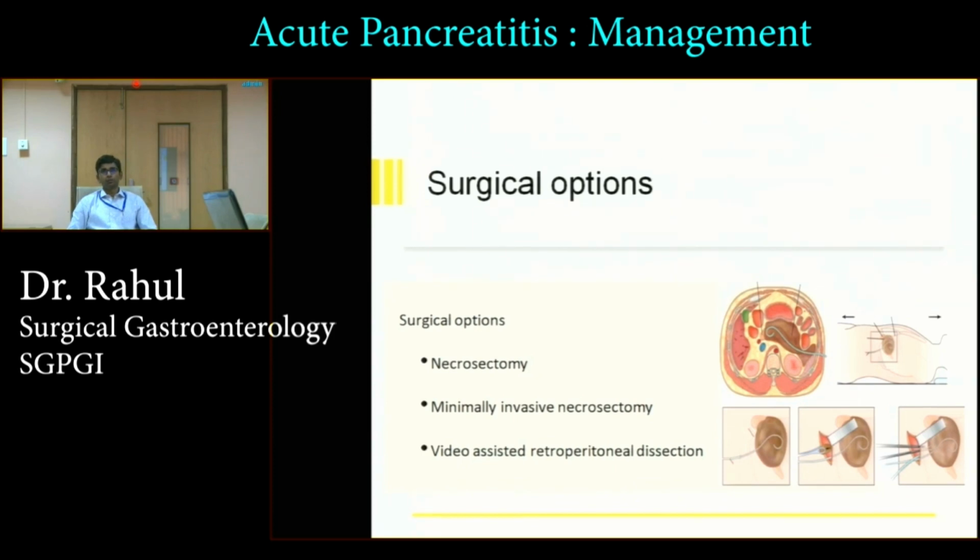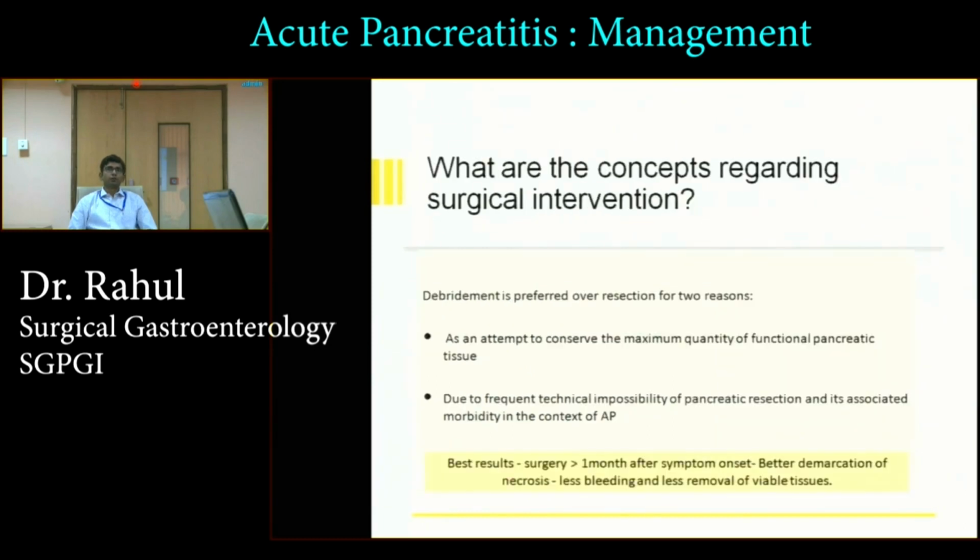So surgical options include open necrosectomy, where we give a midline incision, go into the pancreatic bed and do a necrosectomy, that is, remove the necrosed pancreas. And the other, now because of the advent of good laparoscopic instruments, we can go for minimally invasive necrosectomy, that is through laparoscopy, or video-assisted retroperitoneal debridement, which is the second step up in the step-up approach. Next, please. So, what are the concepts regarding surgical intervention?